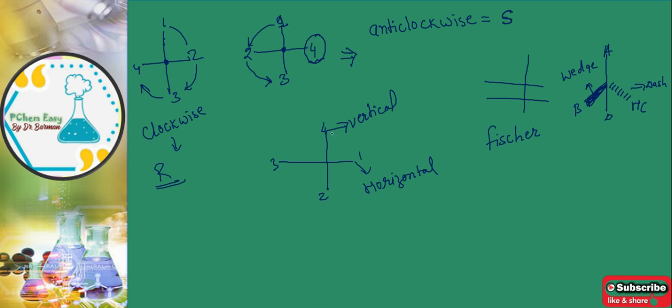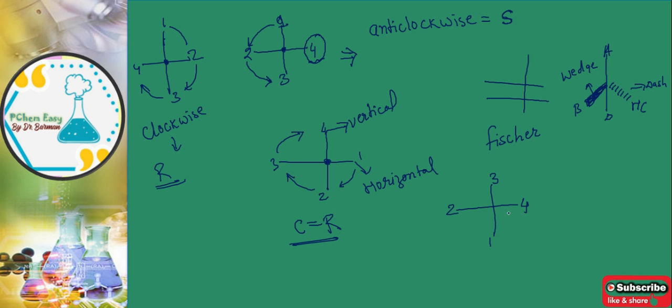So suppose here the fourth group, 3, 2, 1. If that fourth or lowest priority group is in vertical position, what you will have to do, see this. This is the clockwise direction. So the configuration of the chiral carbon of this molecule will be R configuration as it is in clockwise direction. So this would be R. Now imagine a structure which is having the fourth group here. So 3, 2, 1.